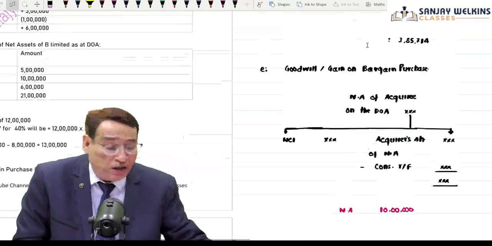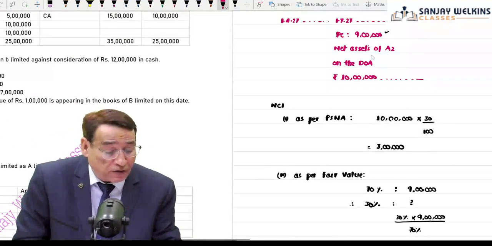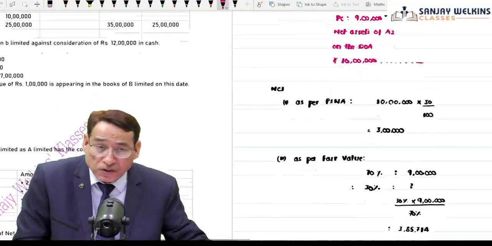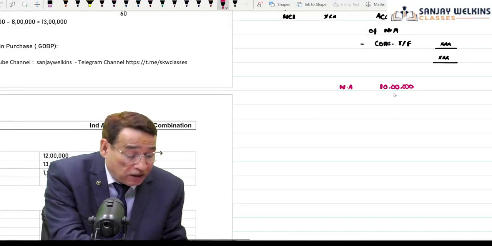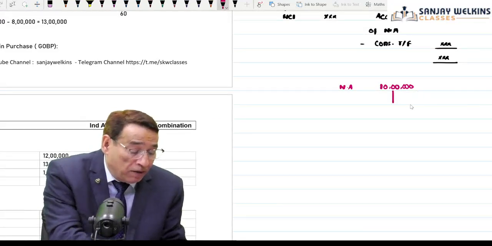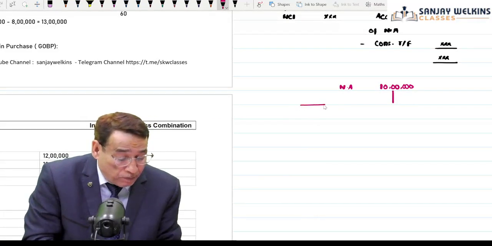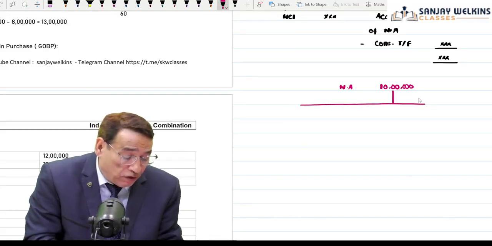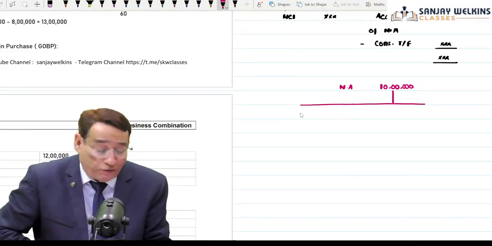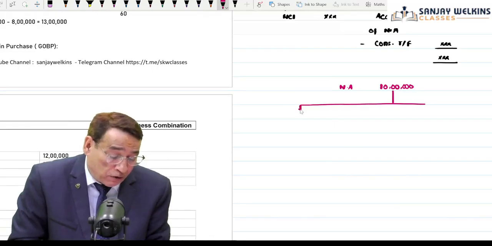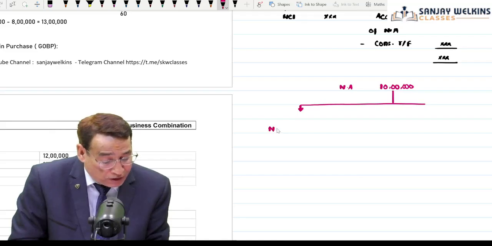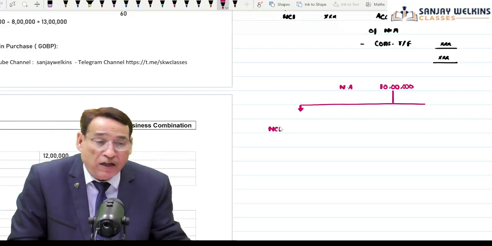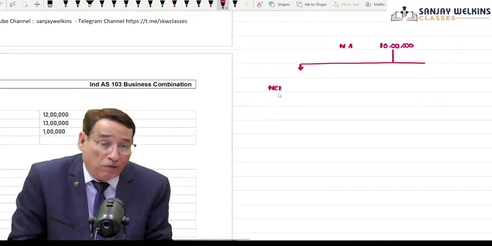Isn't it? Here we have written net assets of A2 on the date of acquisition is 10 lakh. So on the date of acquisition, net assets of the acquiring entity happens to be 10 lakh. Now, out of that, first of all, I will have to find out the share of NCI. And in order to find out the NCI share, I have the choice whether I want to compute NCI on PSNA basis or on fair value basis.